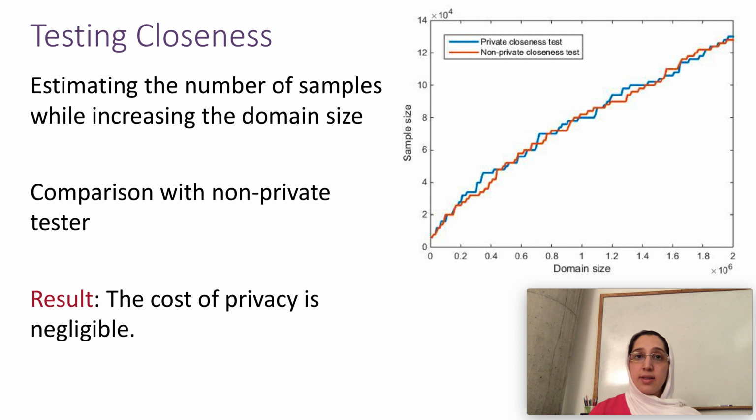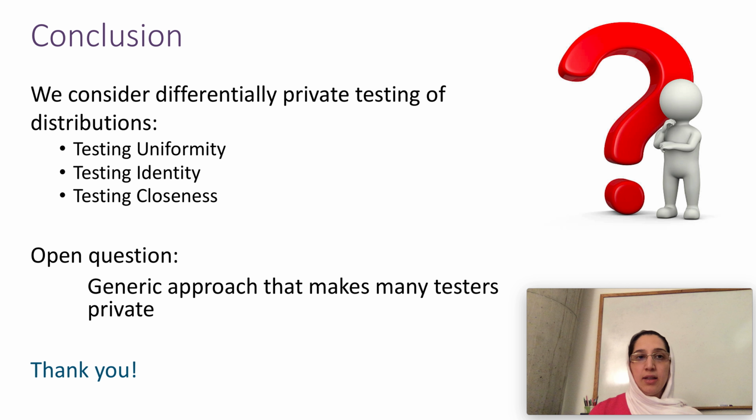Also, we consider testing closeness. Since there wasn't any prior work, we compare it with the non-private version. Here, we estimate the number of samples while we increase the domain size. As you can see, the number of samples is the same for both private and non-private testers, which means that the cost of privacy is negligible.